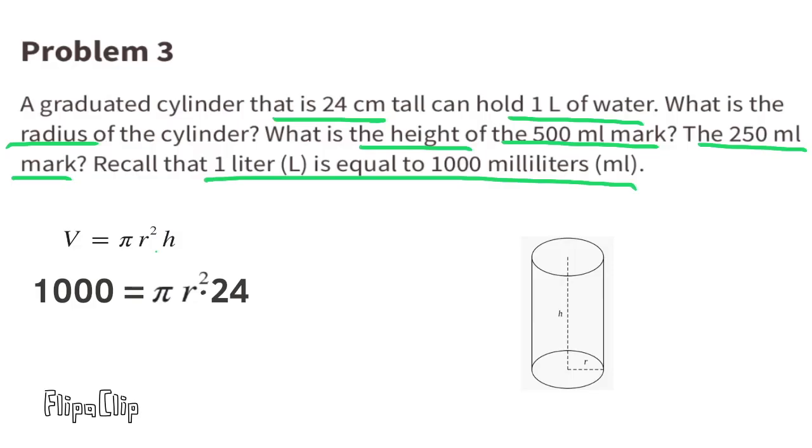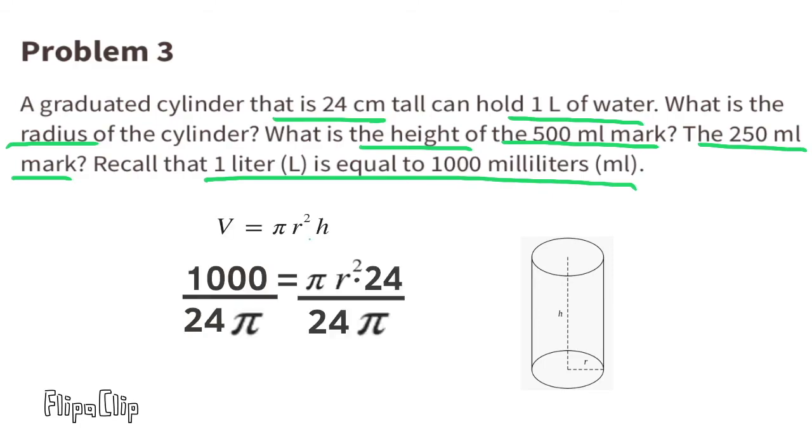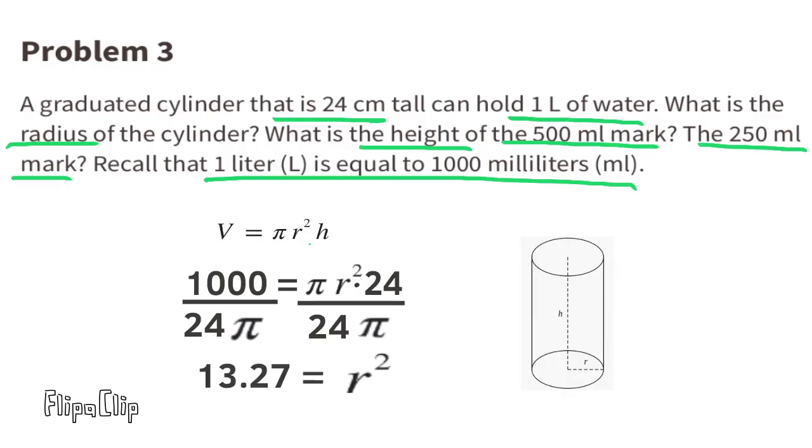Since we need to find the radius, we're going to divide both sides by pi times 24. On the right-hand side, pi times r squared times 24 divided by 24 times pi leaves us with r squared. Now on the left-hand side, we also have to divide the 1,000 by 24 times pi. And 1,000 divided by 24 times pi equals 13.27. So the radius squared equals 13.27.